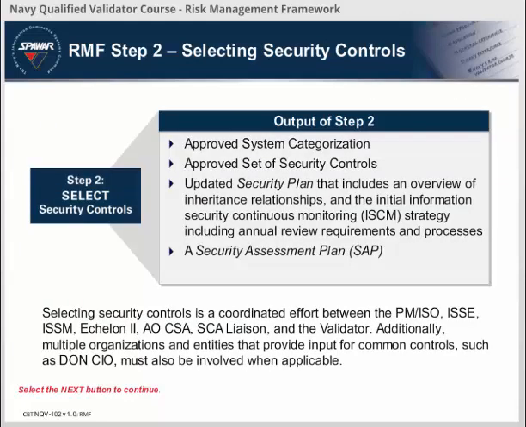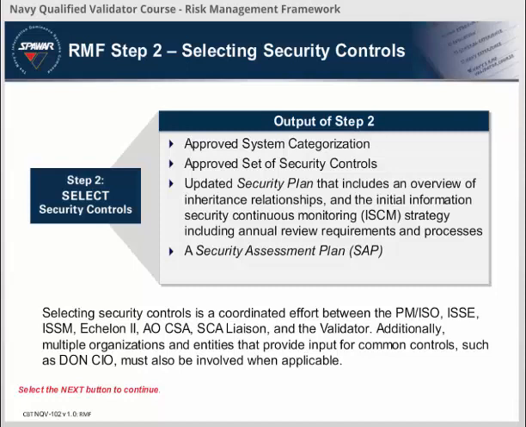The key activity associated with Step 2 is establishing the final security control set, based on system categorization and tailoring activities. During this step, the security plan should be updated to include inheritance relationships, continuous monitoring plans, and annual review compliance reporting. The outputs associated with this step include approved system categorization, approved set of security controls, updated security plan that includes an overview of inheritance relationships, the initial information security continuous monitoring (ISCM) strategy, including annual review requirements and processes, and a security assessment plan, SAP.